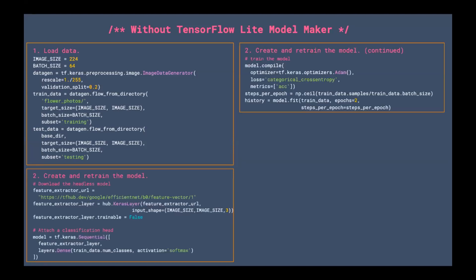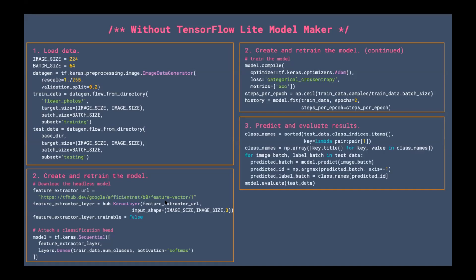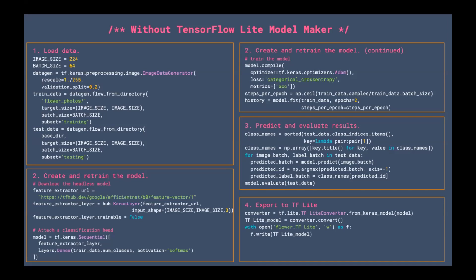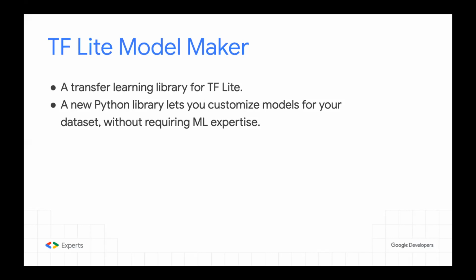So you would load the data, you create and retrain the model. Here we are using an EfficientNet-based model, so that's pretty cool. And here's how you would predict and evaluate the results, and here's how you would convert it to a TensorFlow Lite model. Basically, here's how you would optimize the model and serialize it. And let me introduce TensorFlow Lite Model Maker. As you can see, it's a transfer learning library when using TensorFlow Lite.